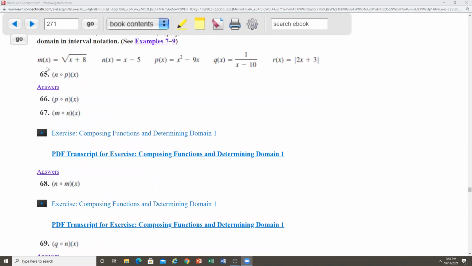Here they give you the definition of functions M, N, P, Q, and R. And then they're going to ask you to form compositions of these functions. So what would be P composed with N of X for number 66? P composed with N of X is going to be what brand new function? Well, it's going to be P of N of X. But what's N of X? It's defined to be this linear function x minus 5.